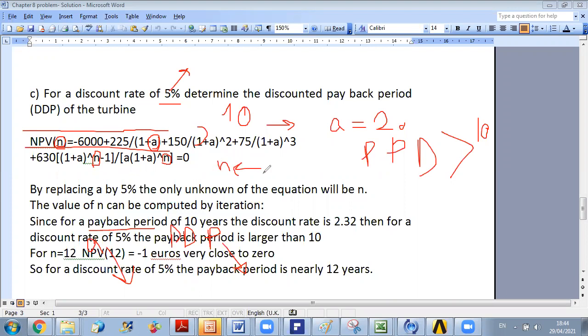Since we expect a period larger than 10, because already in the previous question, for a payback period of 10, the rate was smaller than 5%, we can start from 11, from 12. If you start, for example, from 12 years, you will get an NPV of -1, which is very close to 0, so you can consider it nearly 0. So you can say here that the payback period will be nearly 12 years.